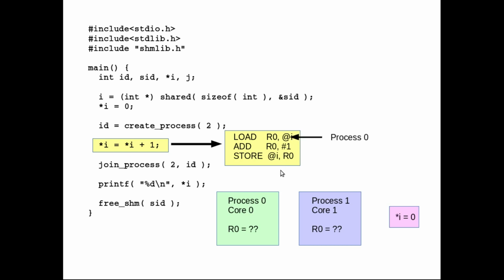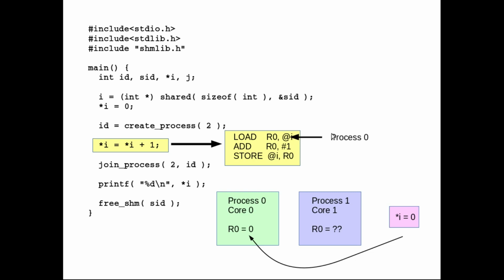So it may happen that process 0 starts executing first, and at that time process 1 has not yet executed, and when process 0 executes the first instruction, it will load the value of the shared variable to R0, and process 0 belongs to core 0, so R0 of core 0 will be modified. What will be the new value of it? Whatever is there in the shared variable will be loaded to R0, so R0 will become equal to 0.